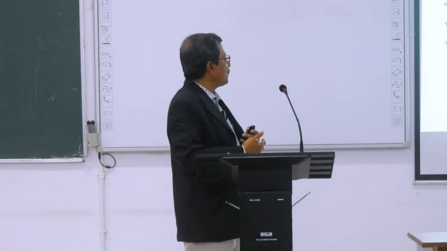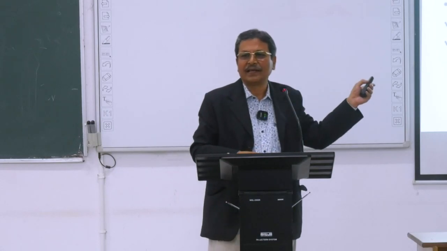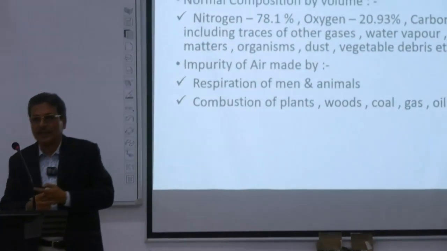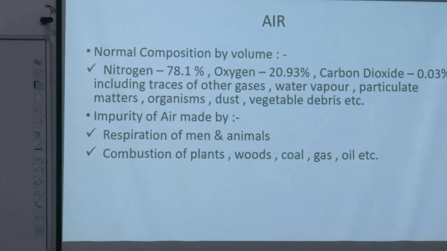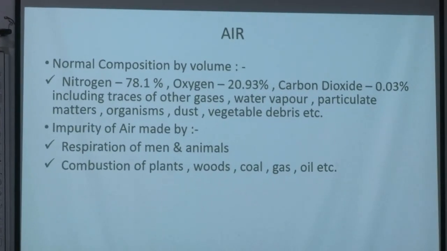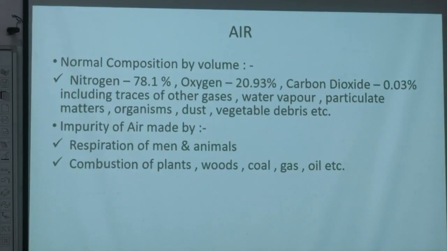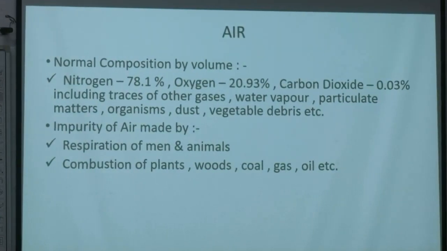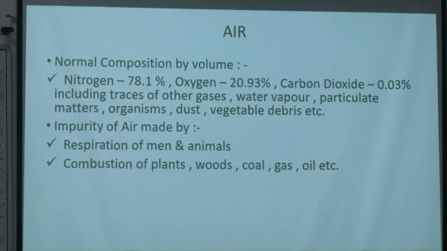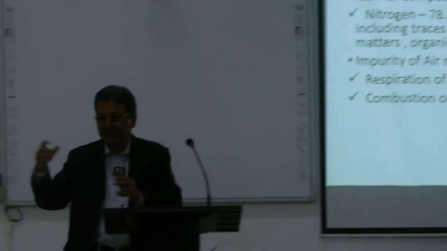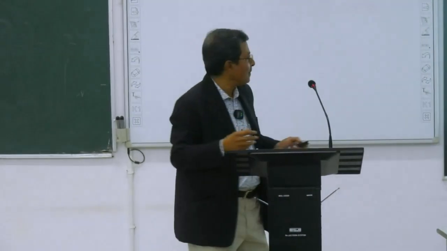Combustion of plants, woods, coal, gas, oil. This we can control. You see, those of you in the rural areas, when we were children, our mothers used to cook by combustion of fuels, by coal or by wood and all those things. Nowadays, in urban areas and most of the rural areas, gases are coming. All these things are coming.